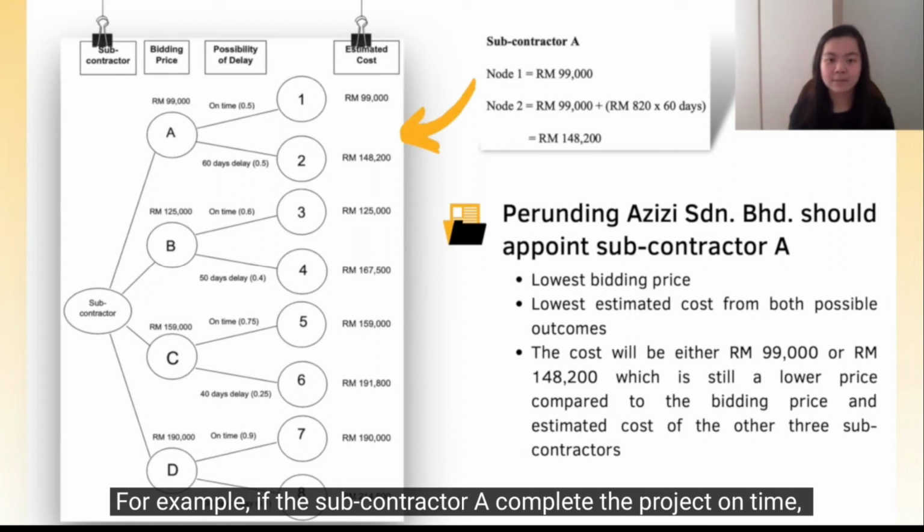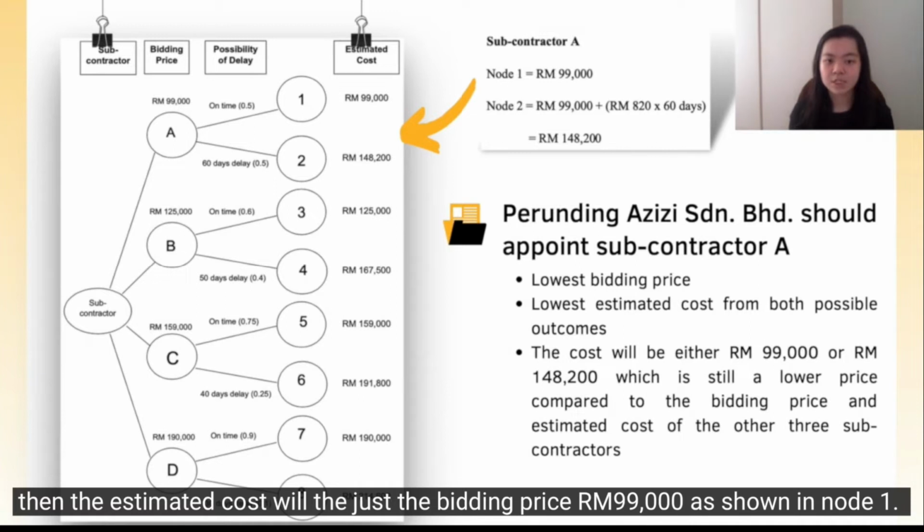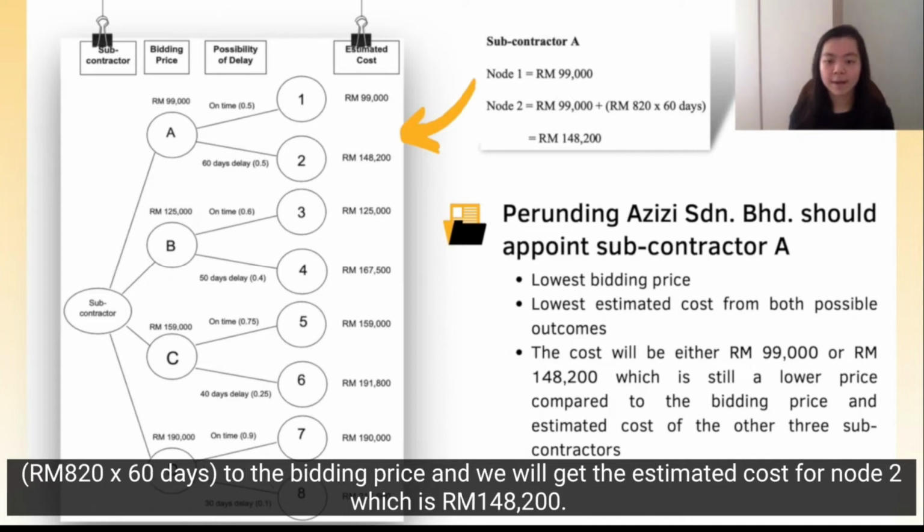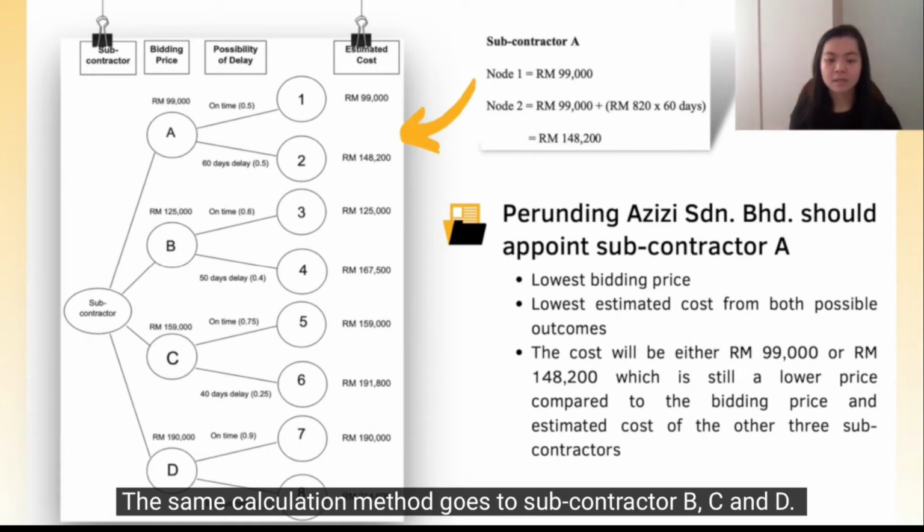For example, if subcontractor A completes the project on time, then the estimated cost will be just the bidding price Rm99,000 as shown in Note 1. If subcontractor A completes the work with 60 days of delay, then we add the LAD amount of Rm820 times 60 days to the bidding price and we will get the estimated cost for Note 2, which is Rm148,200. The same calculation method goes to subcontractors B, C, and D.